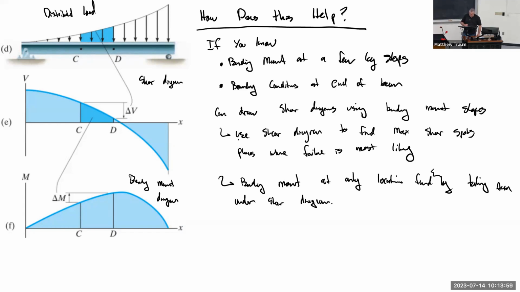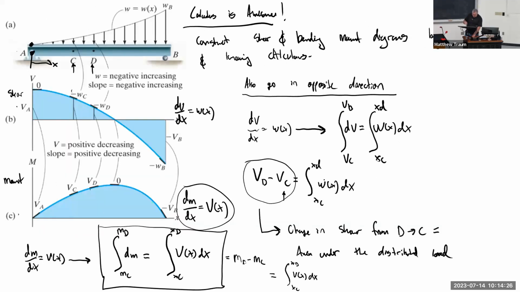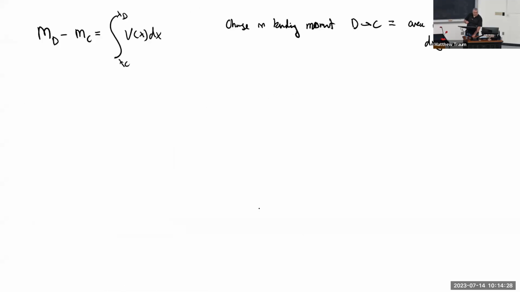Sure. So use a shear diagram to find the maximum shear spots. These are places where failure is most likely. And then the second one is you can find the bending moment at any location by taking areas under a shear diagram, if you know a boundary condition. Yeah, so this is just sort of saying in words, that equation and this equation.